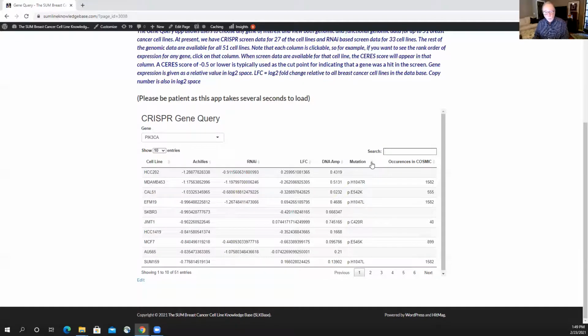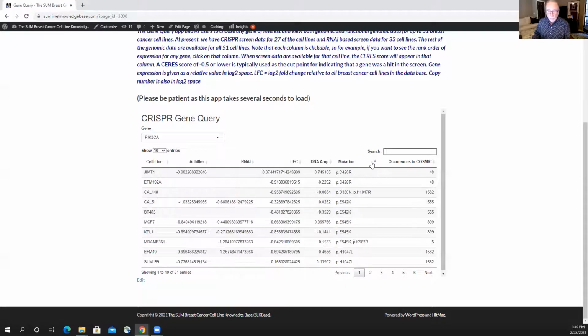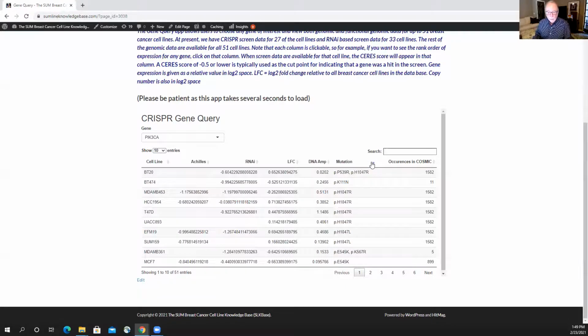And again, you can rank order by finding the breast cancer cell lines with and without mutations. Now you have the opportunity to look at the association between this genomic feature, point mutation, and gene essentiality. Now you see something that looks a little bit more like the estrogen receptor.